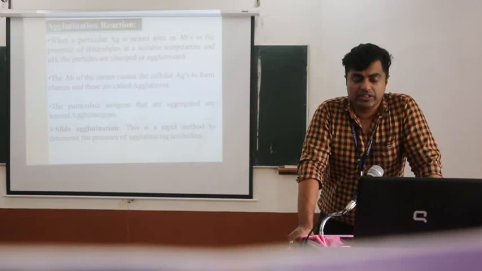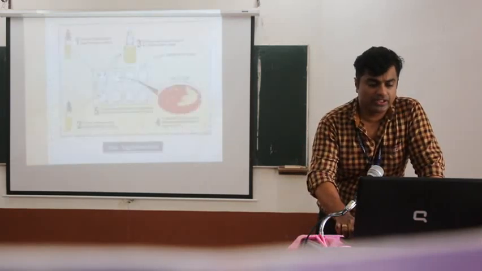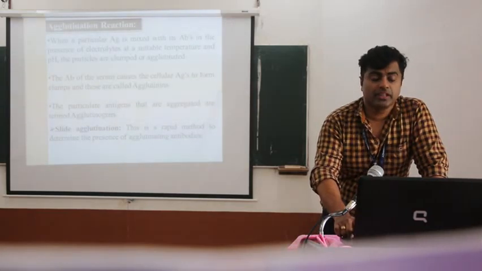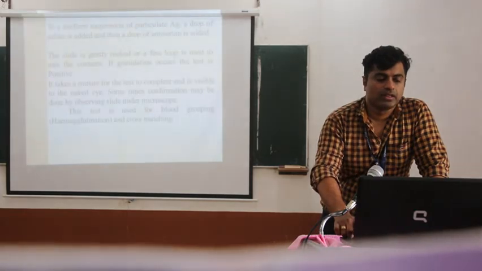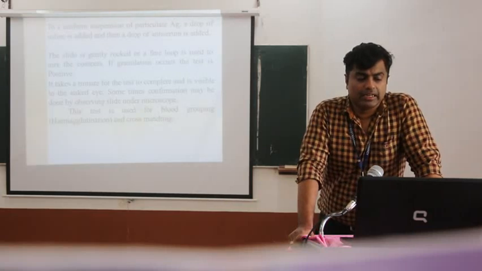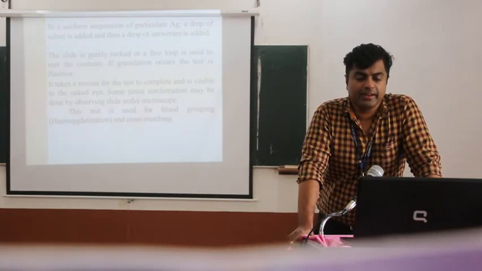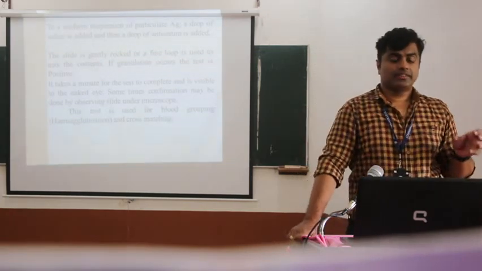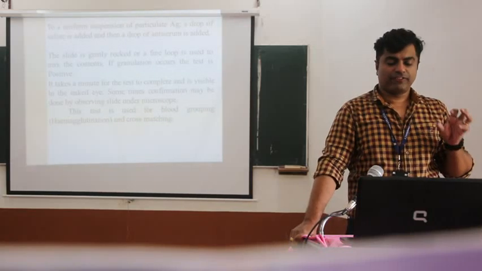In the case of agglutination, there are two types: slide agglutination and tube agglutination. In the case of slide agglutination, it is a rapid method to determine the presence of agglutinating antibodies. Here, we can perform the slide agglutination like this. To a uniform suspension of a particulate antigen, a drop of saline is added, and then a drop of antiserum is added. Then the slide is gently tilted or rocked.